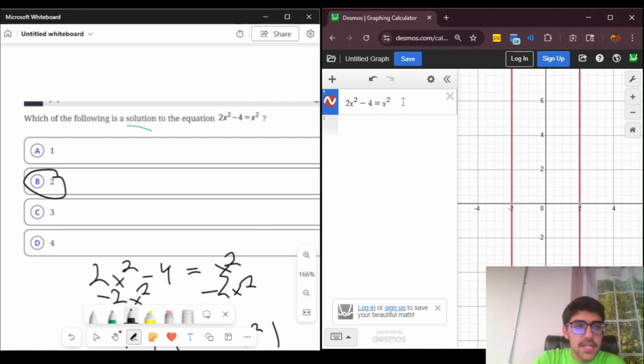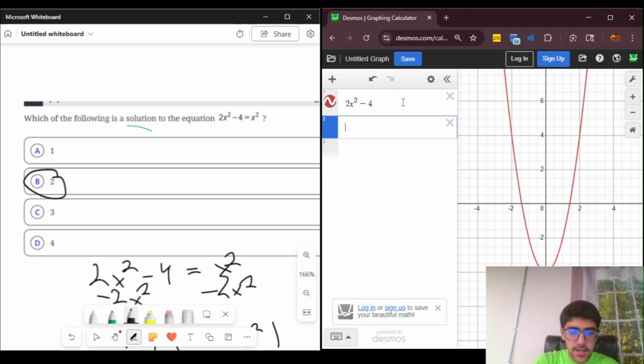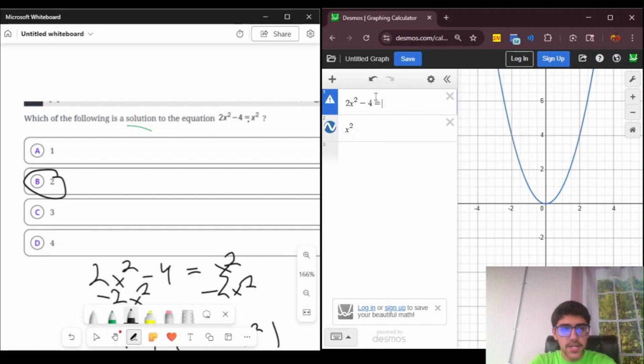So a better way to do this is you put 2x squared minus 4, and then you put the equation x squared. Then they're equal to, so just find where they intersect, that's where they're equal. x equals 2, x equals negative 2, and that would be the answer. So always try to do it like this instead of setting them equal in one equation. Write both equations and then see where they intersect.